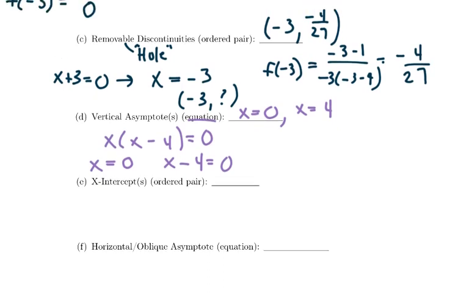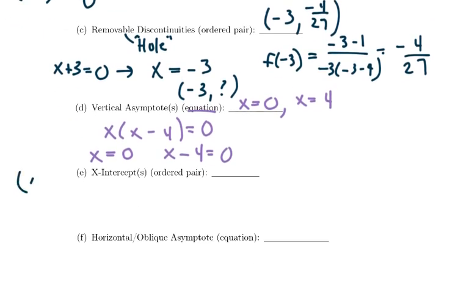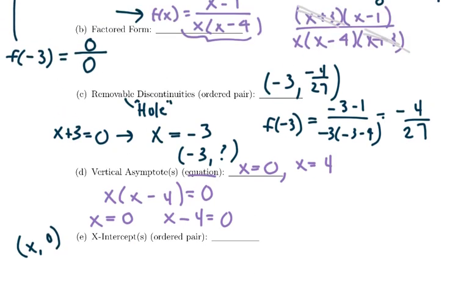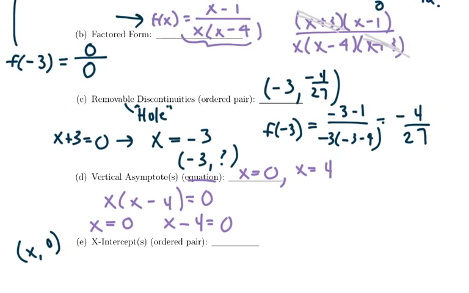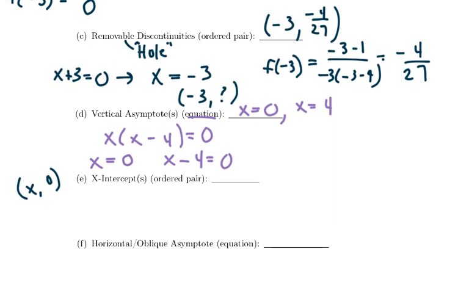X-intercepts, we know that to find those, since it's always (x, 0), we set our function equal to 0. But whenever we set our function equal to 0, we're going to cancel out the denominator anyway. So really all we have to do is set our numerator equal to 0. So x minus 1 equals 0, x equals 1. But we don't write it as an equation because it's not an equation. It's an ordered pair. So it's going to be (1, 0) for that.